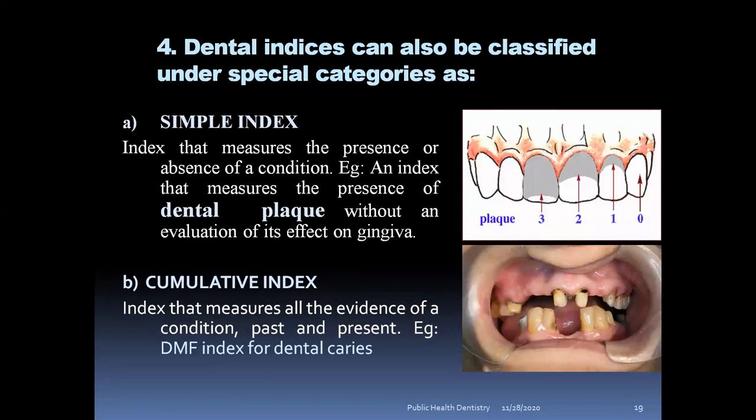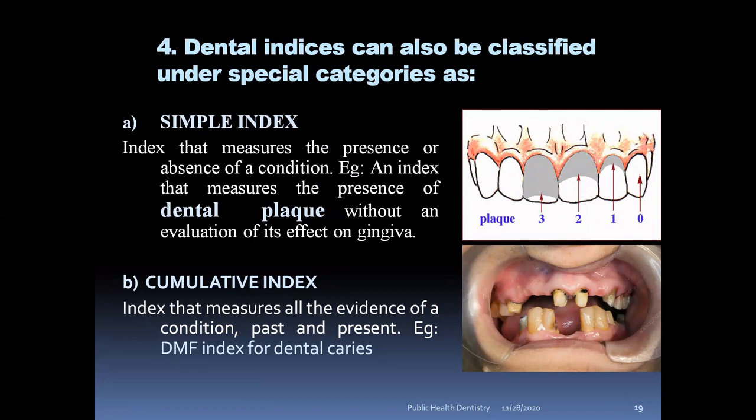Moving further, dental indices can also be classified under special categories, such as a simple index, an index that measures the presence or absence of a condition. An index that measures the presence of dental plaque without an evaluation of its effects on gingiva is a very simple index.